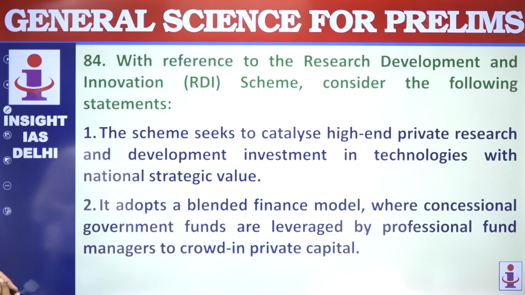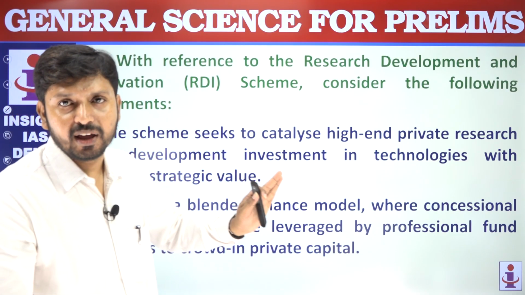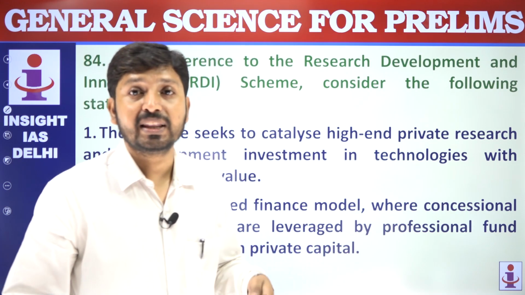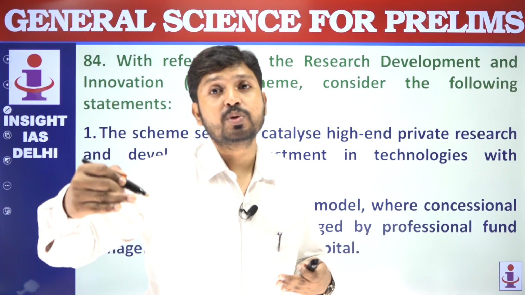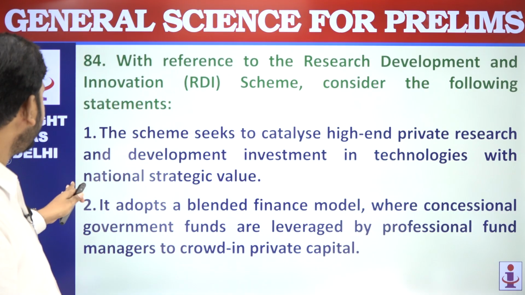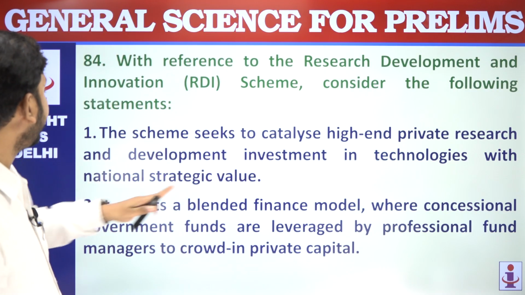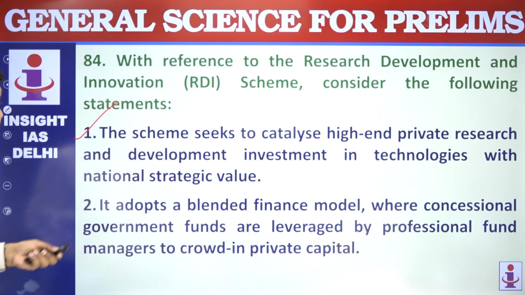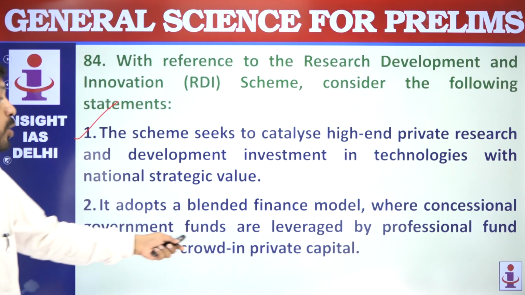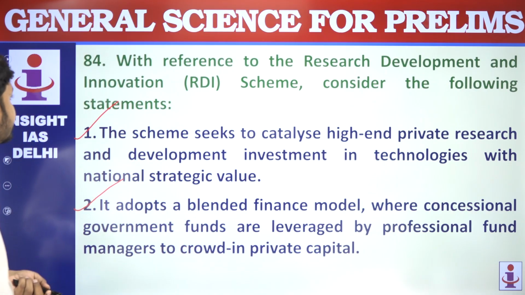With reference to the Research, Development and Innovation scheme, consider the following. See, the main thing is government will give certain funds. Using that fund, private fund managers will try to pull in private investors and they will invest in projects which are almost reaching the market, not on the basic things. Let's read. The scheme seeks to catalyze high-end private research and development investment in technologies with national strategic value. It adopts the blended financial model where concessional government funds are leveraged by professional fund managers to crowd in private capital. This is what I have discussed.